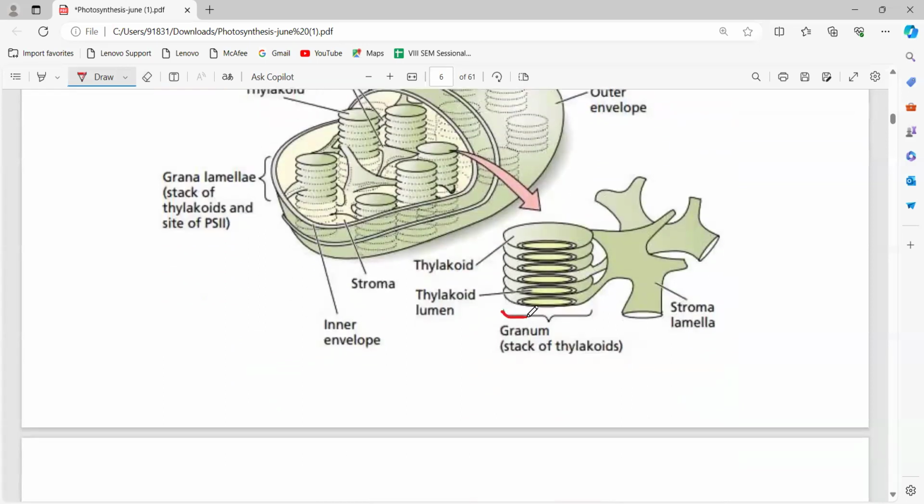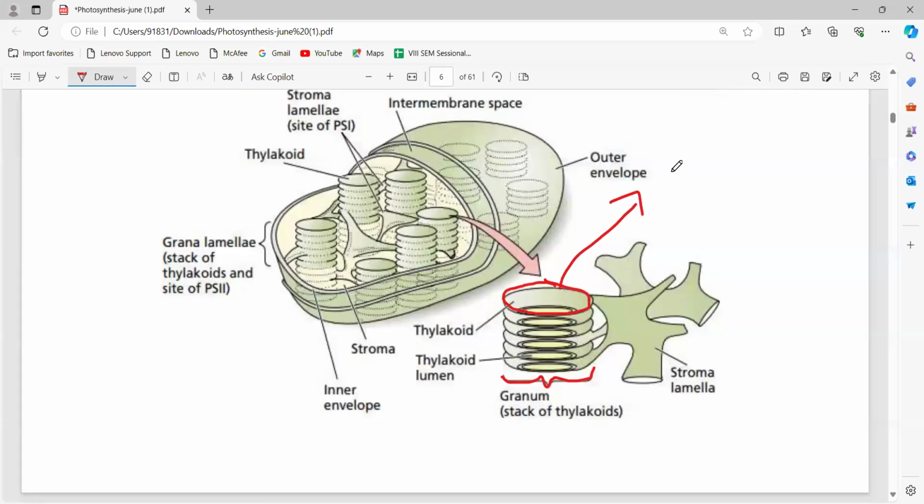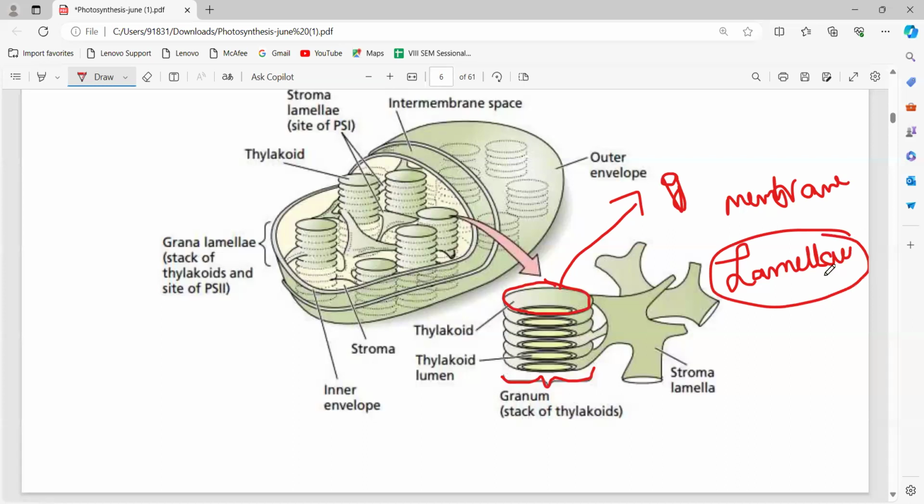Now, what do we call a group of thylakoids? We generally call it, friends, a granum. Now you all look into this. This is one single thylakoid, is it? Now every one of you remember my words. The outer membrane of the thylakoid, we generally call it the thylakoid membrane. Widely, we call it lamellae. Widely, you call it what? Lamellae. Don't get confused.